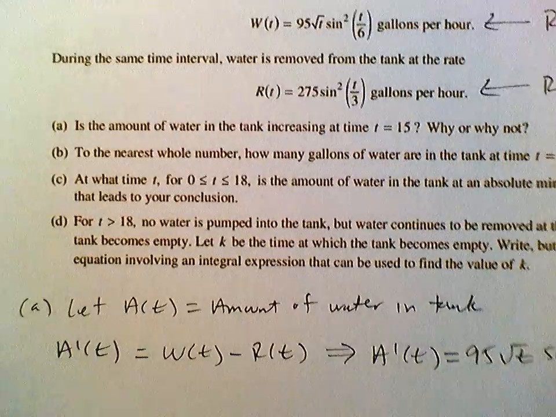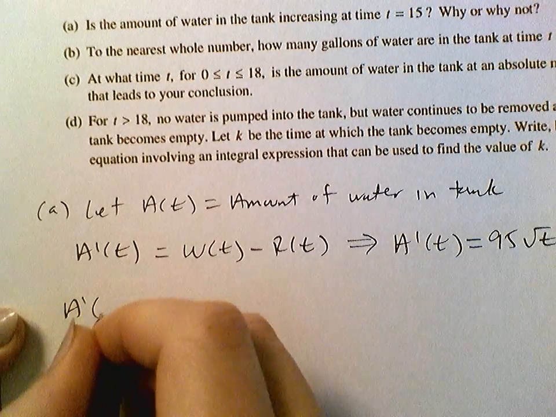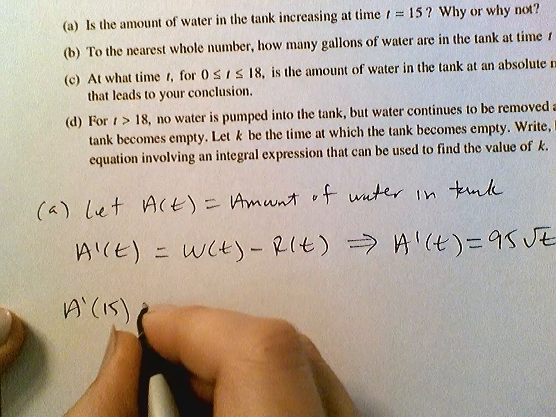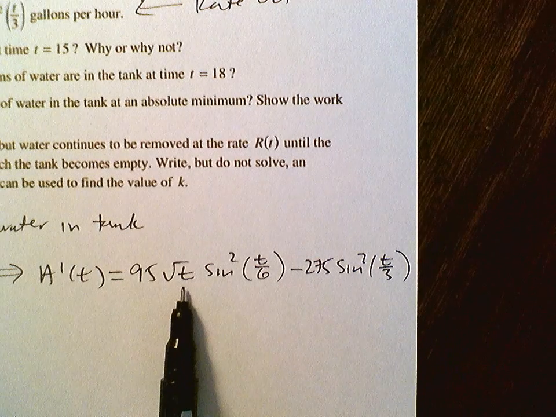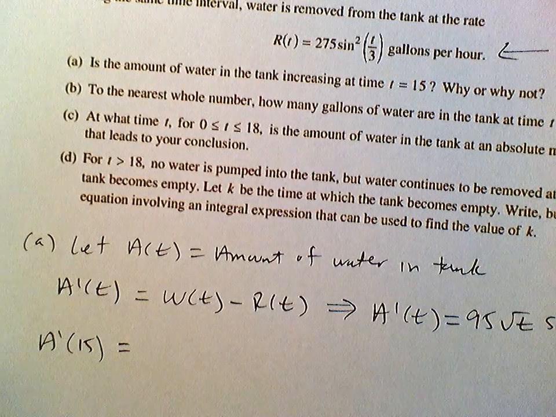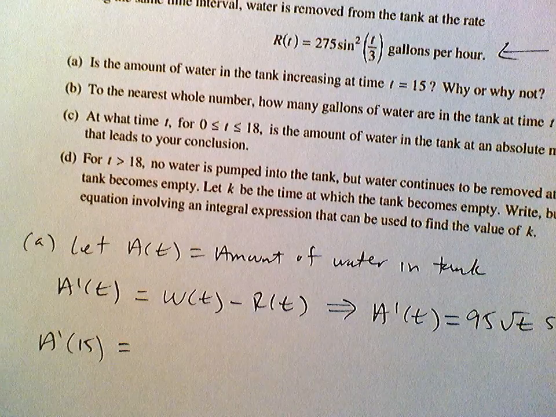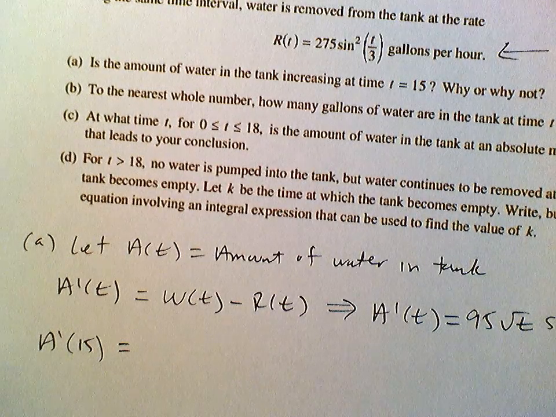Now that I have my function, I just have to see if A prime of 15 is positive or negative. So A prime of 15 equals, and then I just plug this into my calculator, plugging 15 in where I see a t. Guys, I'm just going to give you the answer because I've already done this, but you should pause the video, also plug it in, and make sure you get the same thing as me, because it's actually a complicated expression to work with in your calculator.